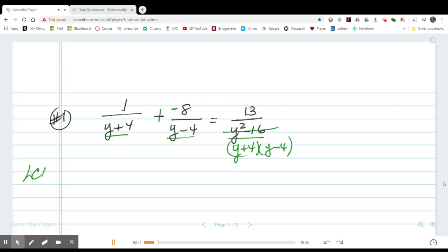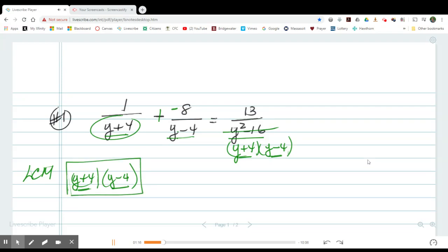All right, I need to calculate the lowest common multiple. The lowest common multiple is the product of all the different denominators. If I have something used more than once, it's the most times it's used. So I take each denominator and I find out what I need. Well, I need a y plus 4 term. I need a y minus 4 term. This denominator, I need a y plus 4, but I've already got it. I need a y minus 4, I've already got it. So this is my lowest common denominator.